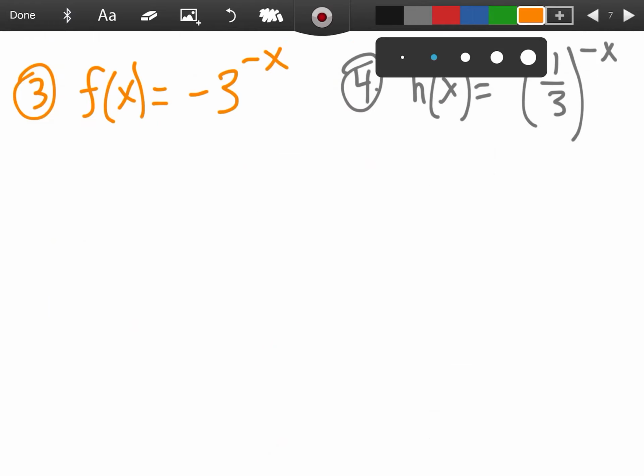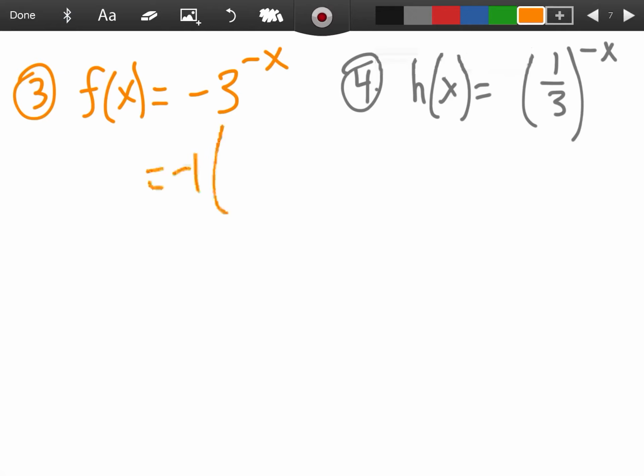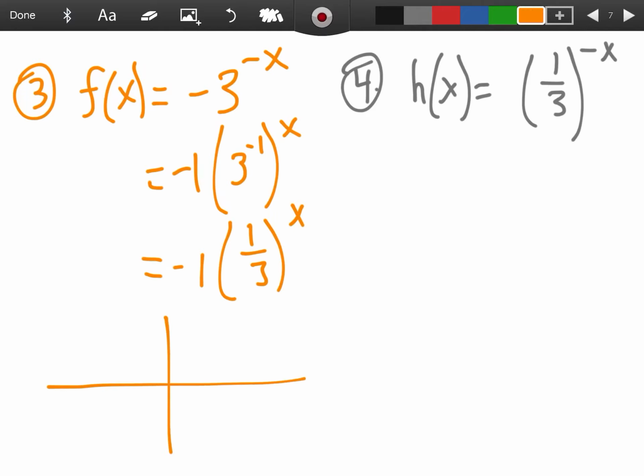Let's do 2 more here. I've got -3 to the negative x. So let's just try to rewrite this. Remember, that's -1 out in front. And then 3 to the negative x. Well, that's 3 to the -1 to the x. And 3 to the -1 I know is the same thing as 1/3 to the x. So now this is just going to be exponential decay flipped over the x-axis. So this is what exponential decay normally looks like. If I flip that over the x-axis, it's going to look along those lines.